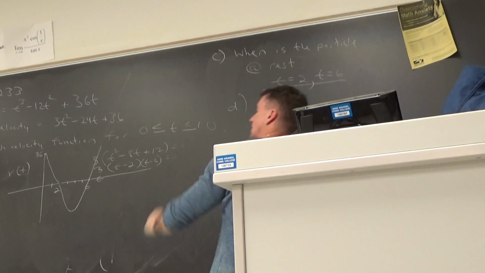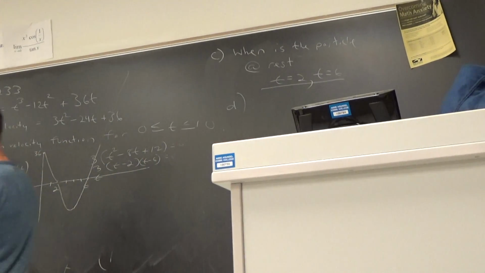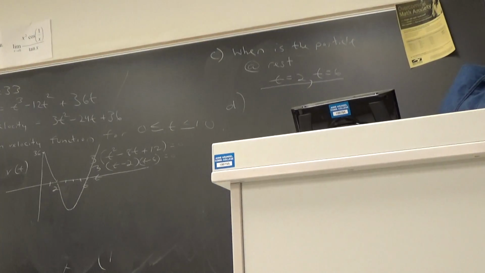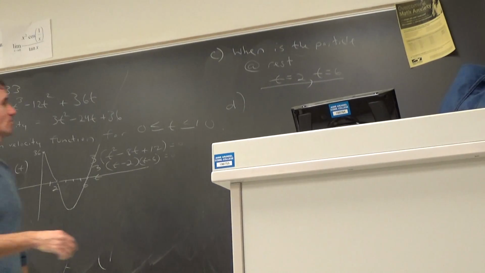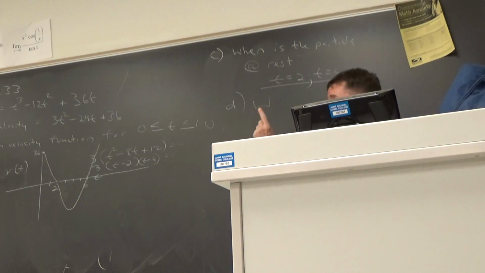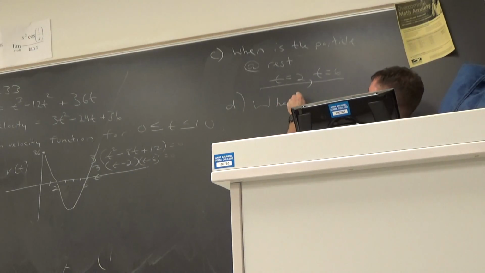Great job with this. I have a letter D. When is the particle moving in a positive direction? Oh, you're going to get this because you just saw my movement. You're going to write as an interval. When t is moving in a positive direction? When t is greater than 6. Between 6 and 10, right?